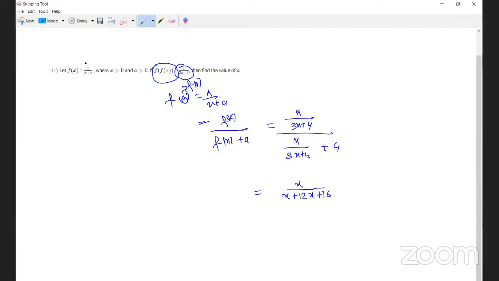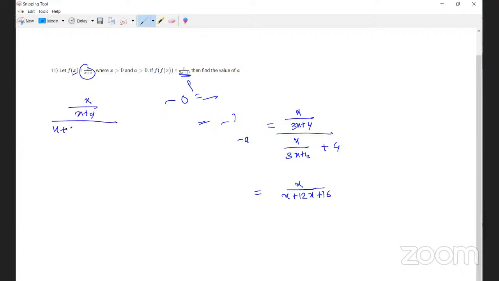So here we have to put the value of x. Instead of this we have to put f of x, which is x upon x plus a. So x upon x plus a, upon x upon x plus a, plus a. Then we have to equate this to 3x plus 4. So the whole thing will be 3 into x by x plus a.